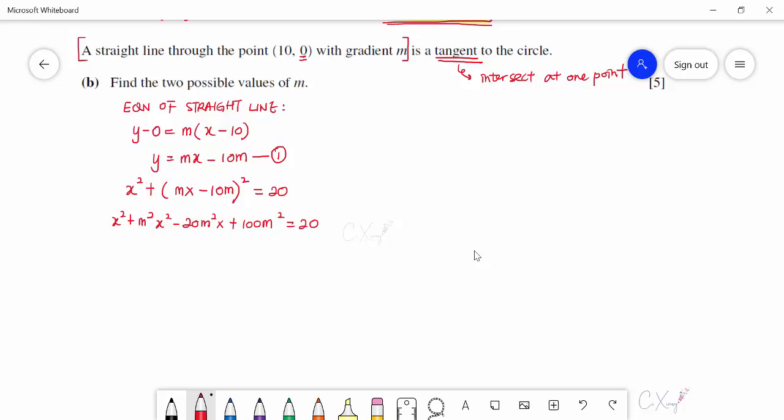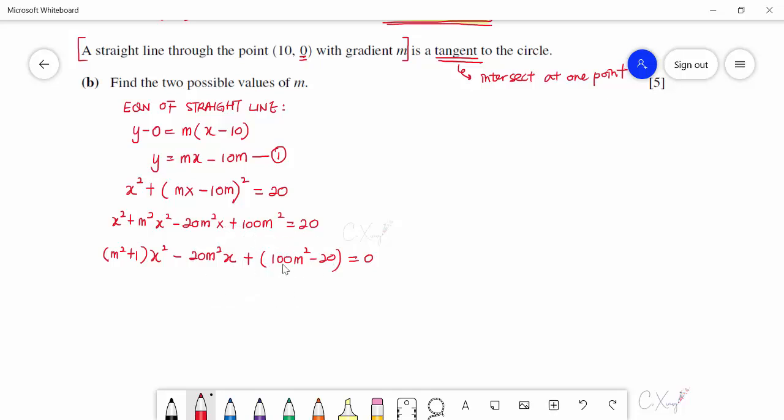And now, of course, I want to try to simplify. For x squared, I have m squared plus 1, times x squared. Then for x, I have negative 20 m squared, times x. Then the third term, the constant term, will be 100 m squared minus 20, and it equals 0. So from here, it is very obvious that it is a quadratic equation: x squared, then x, and then a constant term.